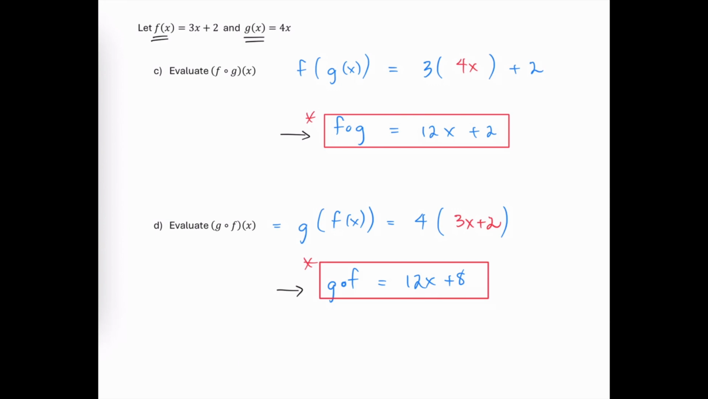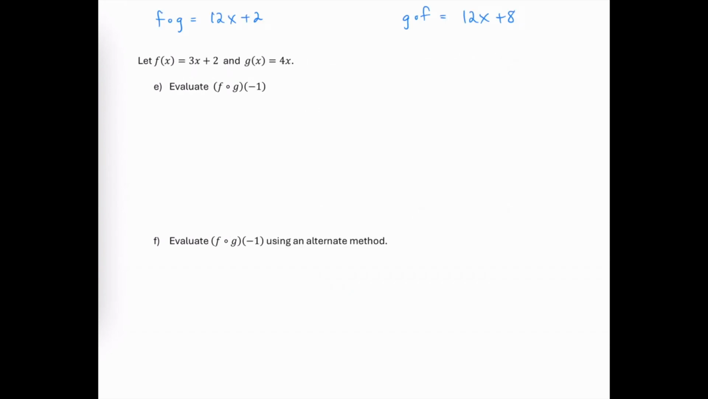And these all have their unique names. So I've copied down the f composed with g function and the g composed with f function so that we can now, in part E, evaluate f composed with g at -1. So what this means is to go to the function whose name is f composed with g, and of course that's this function here, and then plug -1 into the independent variable spot.